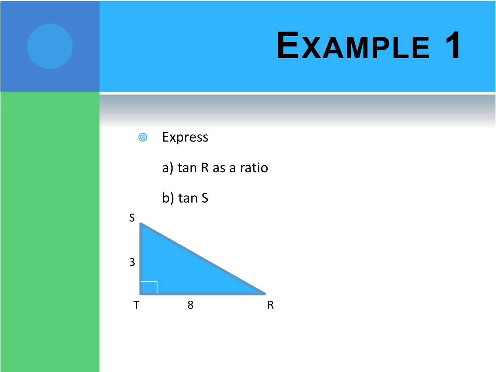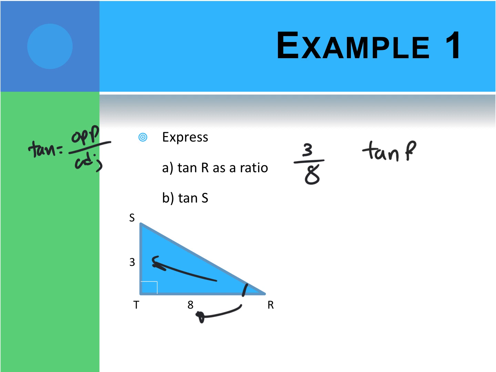So here they want you to express the ratios. Tangent R as a ratio and tangent S as a ratio. Let's start with R. Now remember, tangent is always opposite over adjacent. So opposite, in this case, is 3 over adjacent. Adjacent is the 8. So tangent R equals 3 over 8. Now for angle S, our opposite is 8 and our adjacent is 3. So the tangent S is 8 over 3.